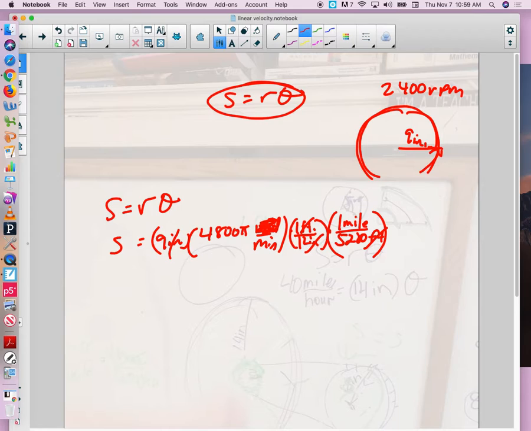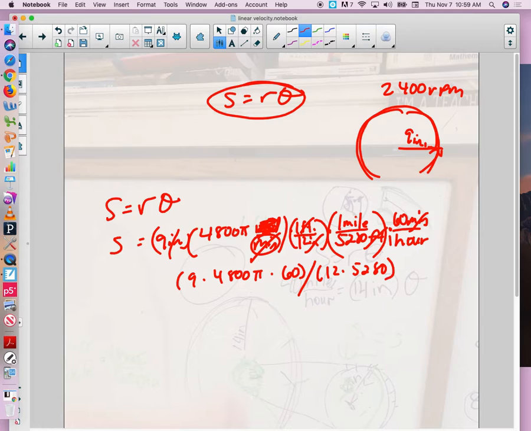So I now have miles per minute. And so now I'm going to change this minute, 60 minutes, and 1 hour. So now I'm going to say 9 times 4,800 pi times 60 divided by parentheses 12 times 5280. Pick up all the numbers on the top and all the numbers on the bottom, and that should give us 128.520 miles per hour. If at the end you do not have my same 3 decimal places, I will count off at least a point, because we're at a place, girls, where we need to be precise.